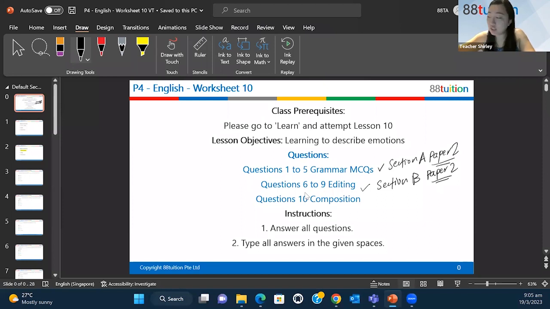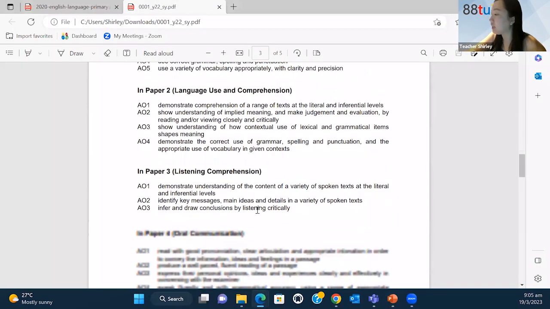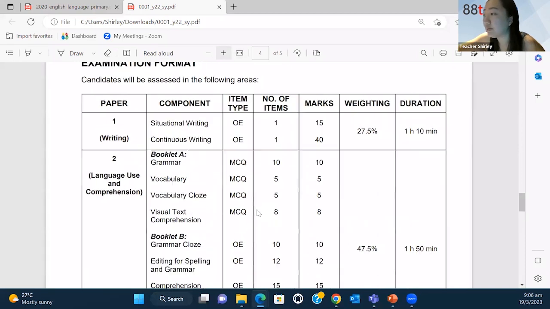Then your composition is actually in your paper 1. Today we are focusing on section B, paper 1, which is your continuous writing. For writing, that is your situational writing as well as your continuous writing. Situational writing is 15 marks. Continuous writing is 40 marks. For today's lesson, we're going to touch on your continuous writing, specifically how to describe emotions.